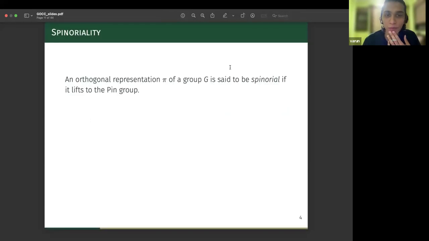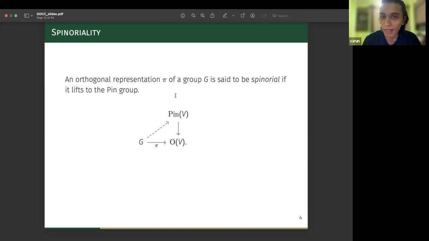So yeah, one reason why I got into this is because of spinoriality. An orthogonal representation of a group is said to be spinorial if it lifts to the pin group. What that means is that let's say we have a group G and we have a representation pi, which is orthogonal, which means that it maps into some orthogonal group.